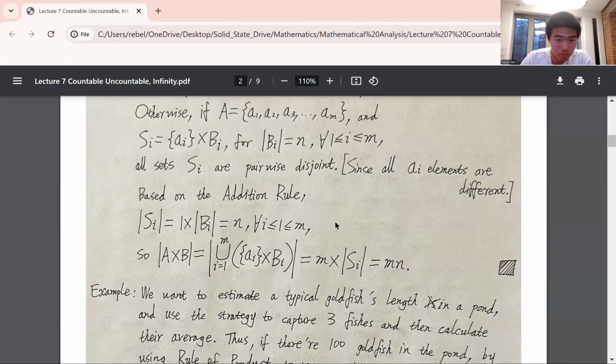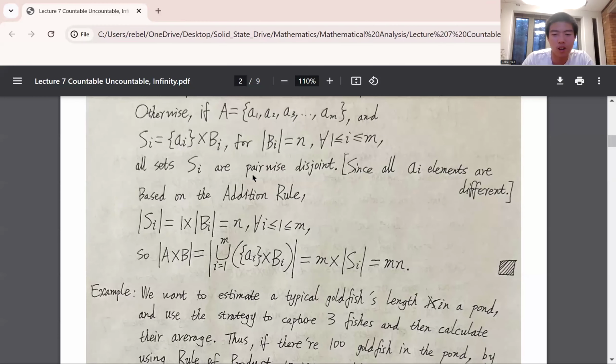And maybe some people will ask why this step is true. This step is just breaking A into these sets and pairing each element with B to calculate. So it's very reasonable.